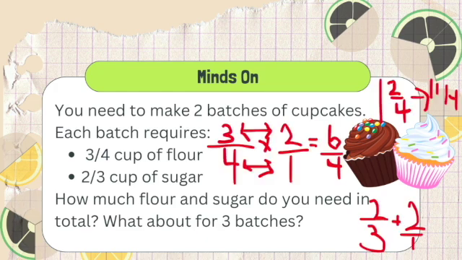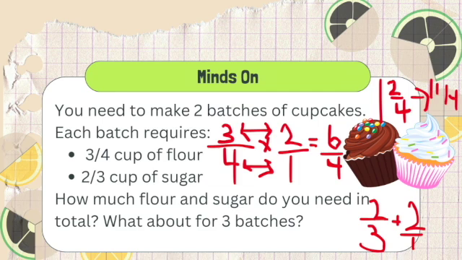So now that you've all had a few minutes to answer this question, let's go through it. Okay, so let's read the question together. You need to make 2 batches of cupcakes. Each batch requires 3/4 cup of flour and 2/3 cup of sugar. How much flour and sugar do you need in total? What about for 3 batches? So let's discuss 2 batches first.